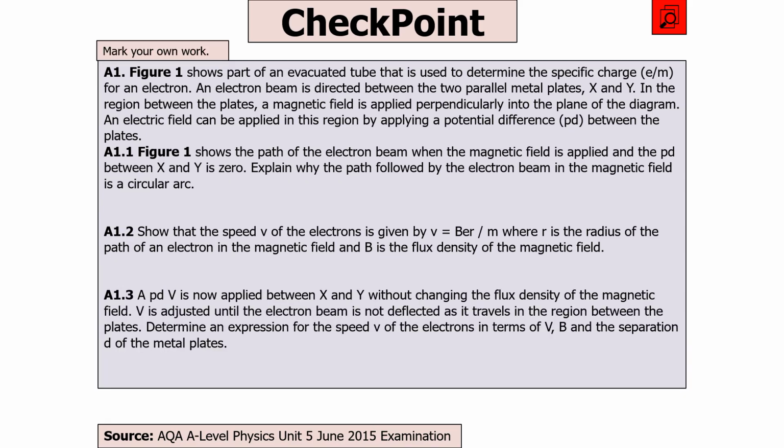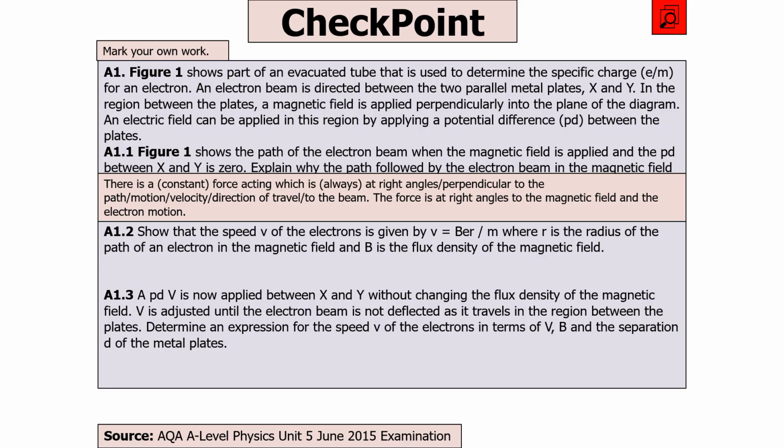Right, in this first one, we know there's a constant force which always acts at right angles to the path, or the motion, or the velocity of the beam. So because the force is at right angles to the magnetic field and electron motion, it'll form a circular path. We know r equals mv over bq, so therefore v equals BeR over m, because we know e is q, because it's just the charge of an electron. And finally, we know Bev, which is going to be the force on the electron, because e equals q, is equal to eV over d, so therefore it links into the field equation there, so v equals V over Bd.